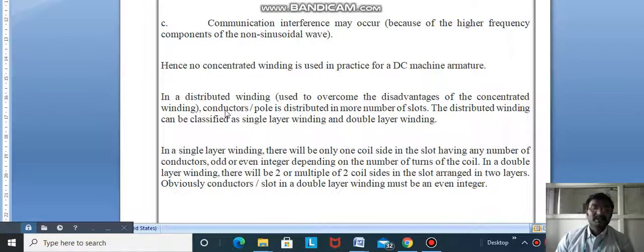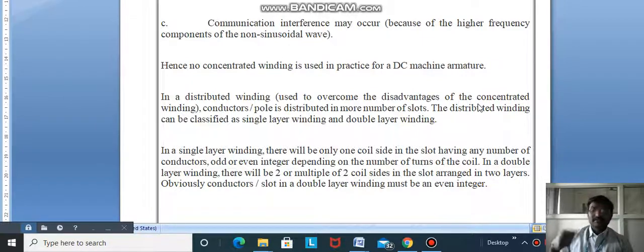Distributed windings are used to overcome the disadvantages of concentrated windings. Concentrated winding produces more heat and non-sinusoidal waves, and to overcome that we go for distributed windings. Here, the conductors per pole are distributed over a larger number of slots. The distributed winding can be classified as single layer winding and double layer winding.